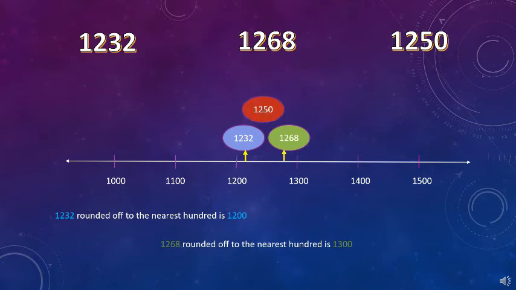We can observe that 1250 lies between 1200 and 1300. Also, it is halfway between 1200 and 1300. By convention, we round off 1250 to 1300. Also, 1300 is the multiple of 100. Hence, 1250 rounded to the nearest hundred is 1300.